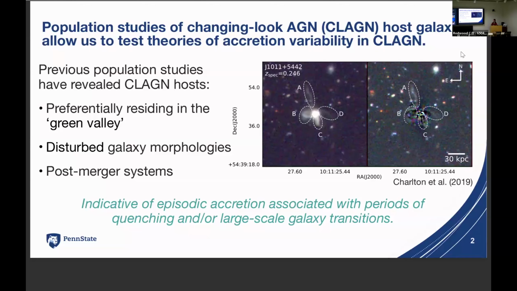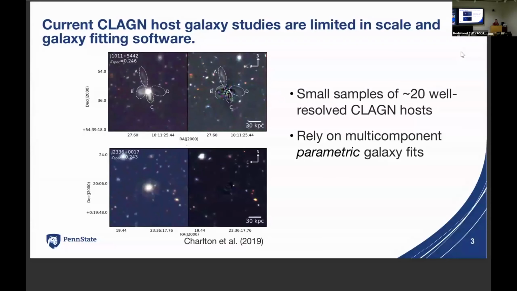So this is the current state, and here is an example from Charlton et al. of one of these previous population studies where you see a very disturbed galaxy morphology. And what we want to mention is we have very small samples of well-resolved, well-characterized changing look AGN host galaxies, on the order of 20 or so. And these are all dependent on multi-component Sersic models to fit the extended and disturbed galaxy morphologies. So we don't really want to rely on parametric fits. If possible, we want to use non-parametric galaxy fits.